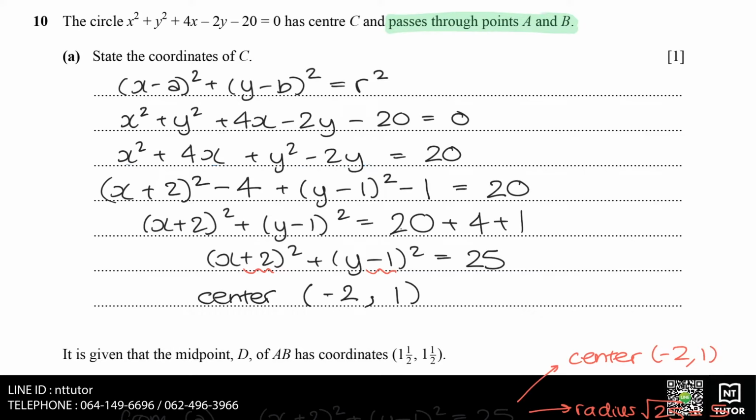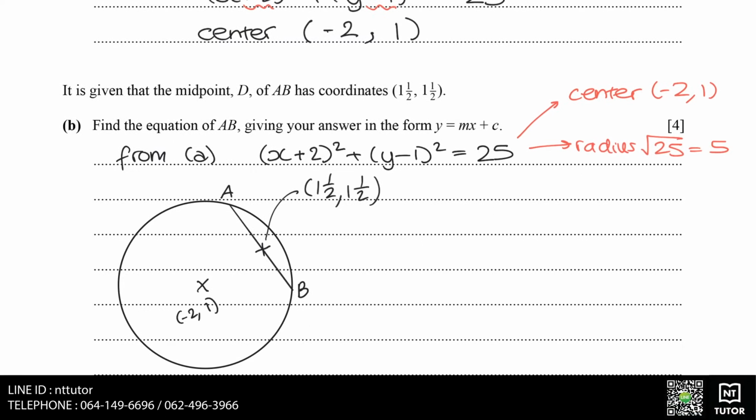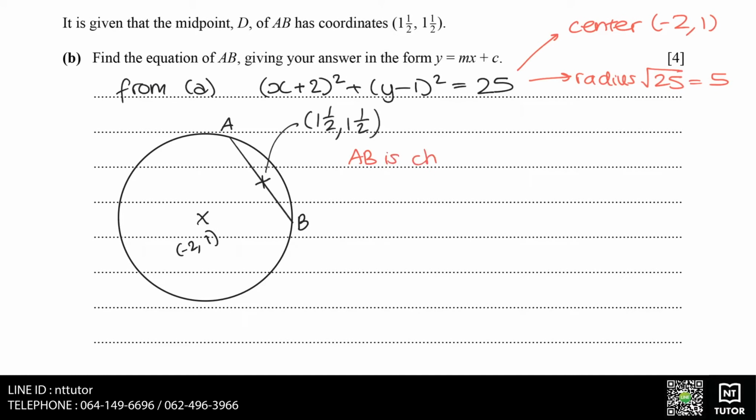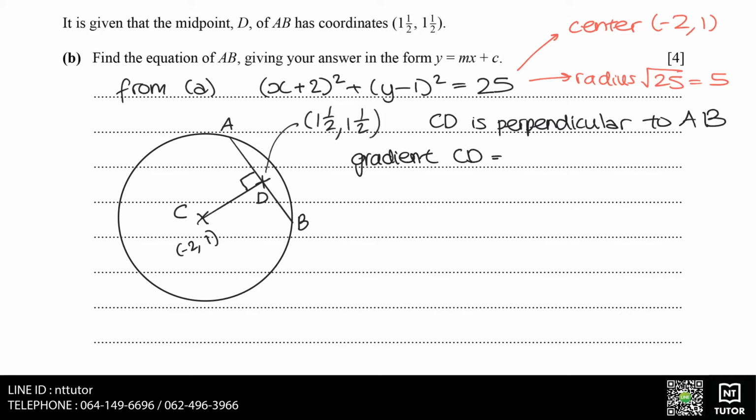Since A and B are points on the circle, this makes the line AB a chord of the circle. And since AB is a chord of the circle, this means that a line drawn from the radius to the midpoint of the chord makes a right angle with that chord. So therefore, CD is perpendicular to AB. If CD is perpendicular to AB, this means that if we find the gradient of CD, we should be able to find the gradient of AB. And we can find the gradient of CD from the two coordinates of C and D.